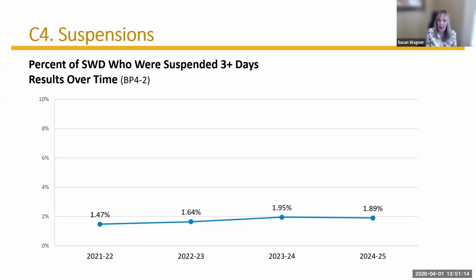If we look at 3 days or more of suspension, very low rates here. It's gone from 1.47% of students with disabilities in 21-22 to 1.89% in 24-25. For other states I work with, this is often around 4 or 5%. So you are lower than your neighboring states.